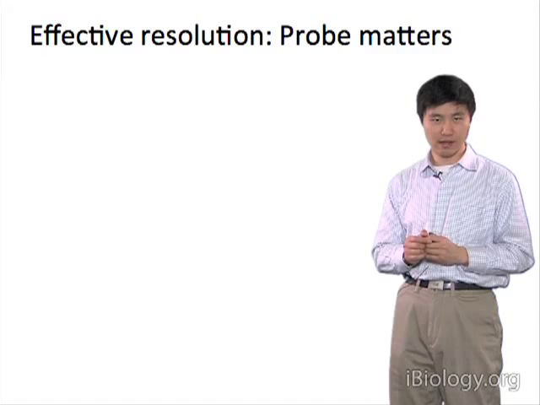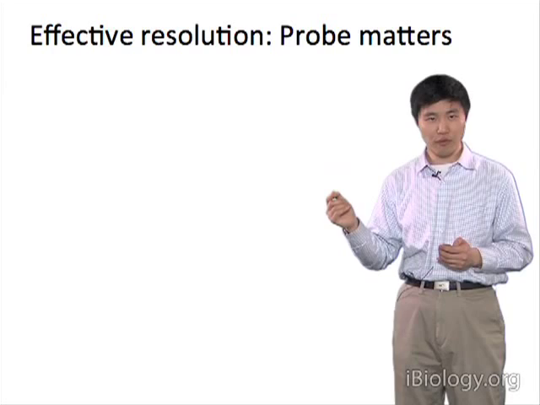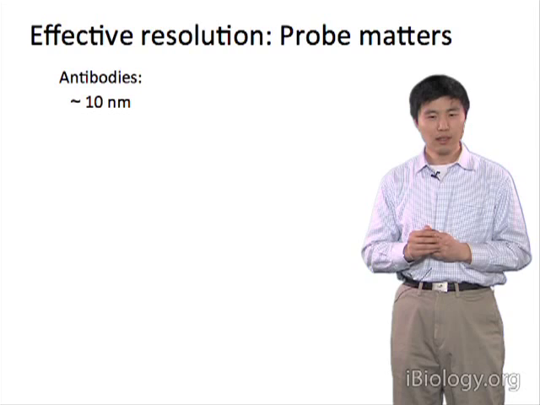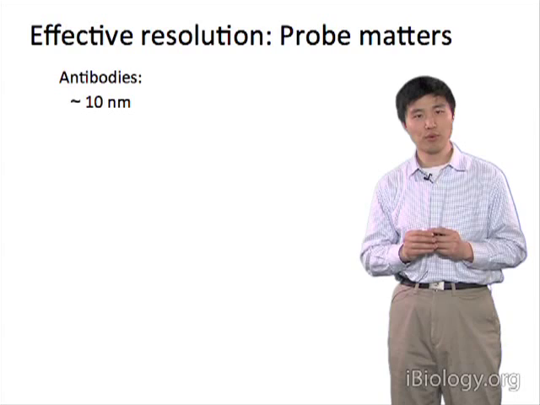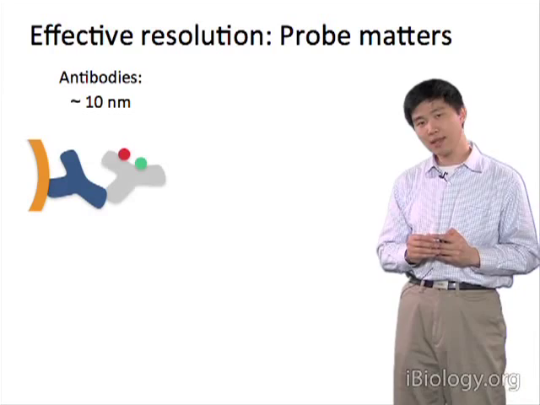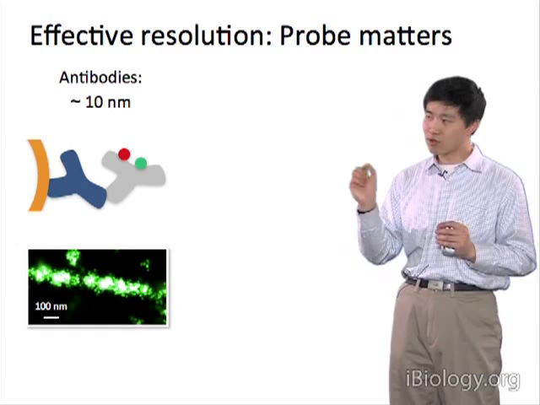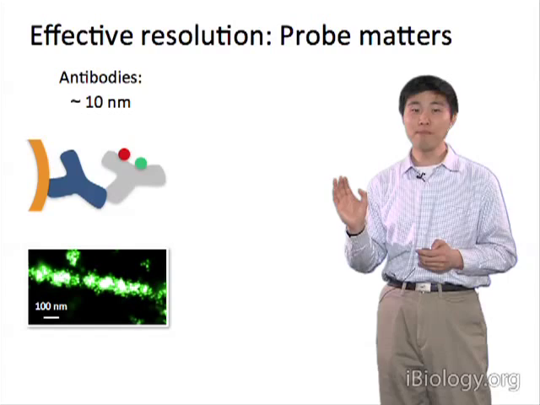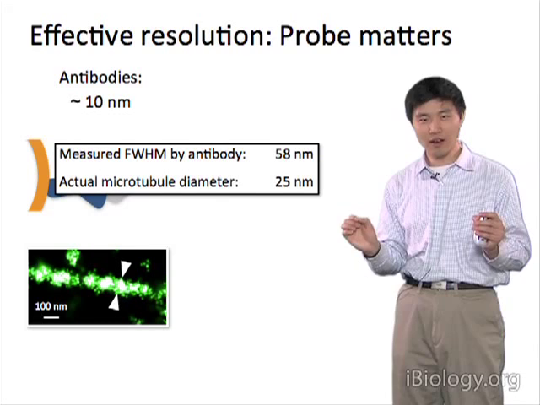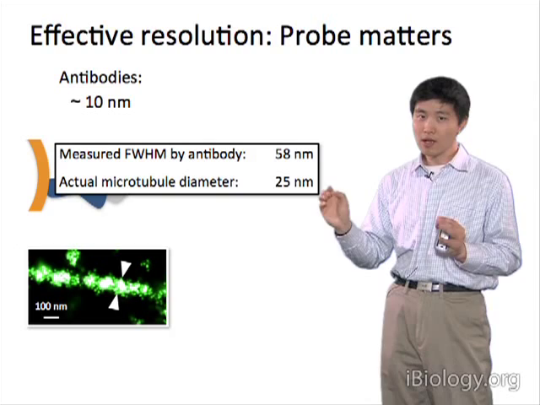A lot of the images I showed you just now are using immunofluorescence, and the antibody has a size of about 10 nanometers. That is nothing in conventional fluorescent microscopy, but here, 10 nanometers is already comparable to our resolution, especially considering if we use primary and secondary antibody for indirect immunofluorescence. For example, here is the zoom-in of the microtubule images that I showed you just now. If we measure the width of the microtubule, it's 50 to 80 nanometers instead of the known 25 nanometer width of the microtubules. So the extra 33 nanometers comes from these two layers of antibodies.